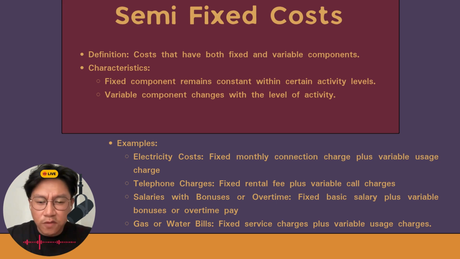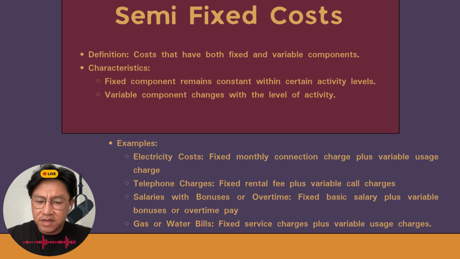Salaries with bonuses or overtime are another example. Employees receive a fixed basic salary, but additional earnings may depend on performance, sales, or extra hours worked, introducing a variable component. Lastly, gas or water bills typically have a fixed service charge, with additional costs based on consumption, reflecting the variable nature of these utilities. Understanding semi-fixed costs is crucial for businesses as they plan and manage their expenses.